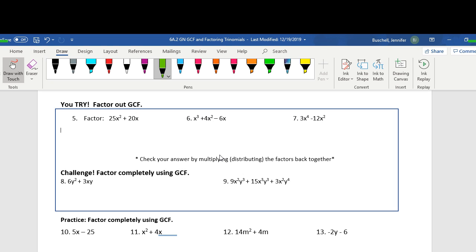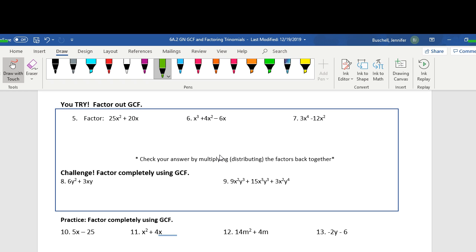All right, so now let's go try 5. I want to factor out the GCF of 25x squared plus 20x. I'm going to do this a little bit differently because I want you to start thinking your GCF is the greatest number that's in common with 20 and 25, or the greatest variable that's in common with x or x squared.